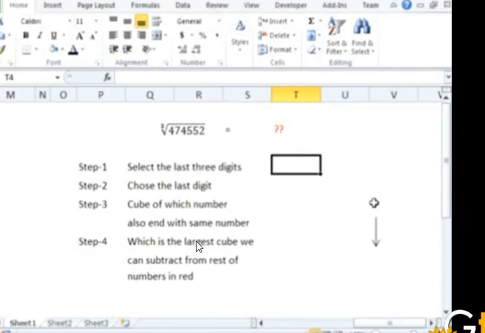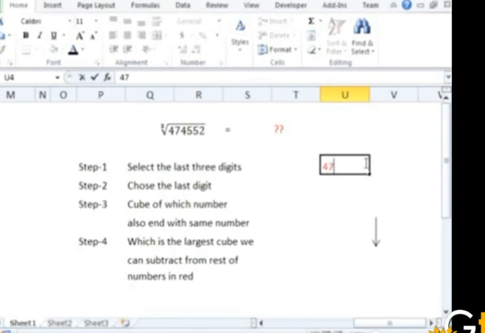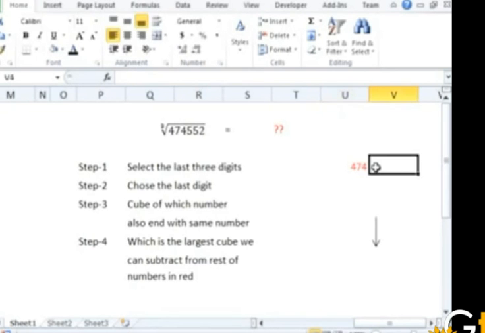Step 3 and step 4, which is the largest cube we can separate from the rest of the number in red, is quite typical. Let me show you how I calculated. I am going to take out the last 3-digit number from the number, that is 552, right? So this is 474 and 552. My last number is 552, which I mentioned in blue color.